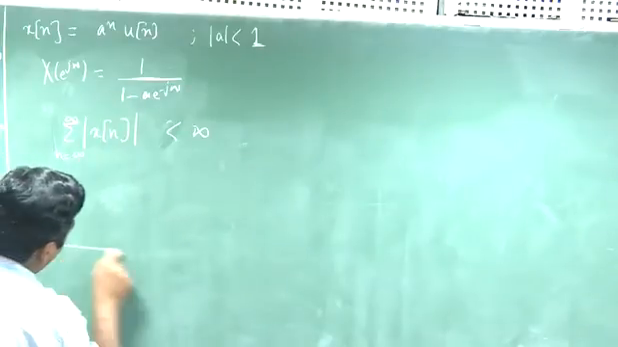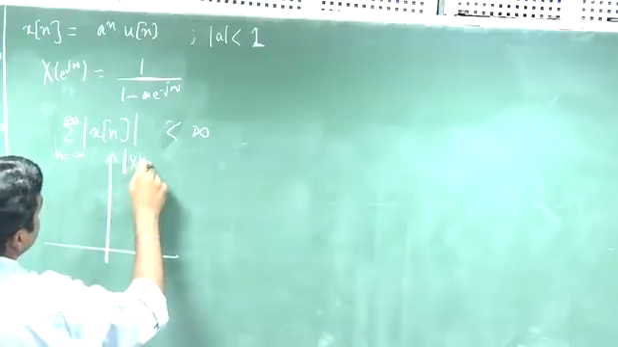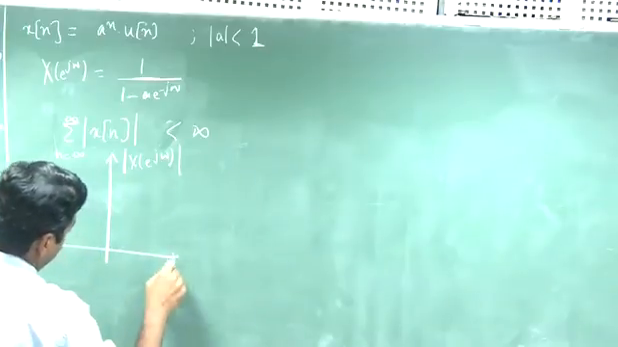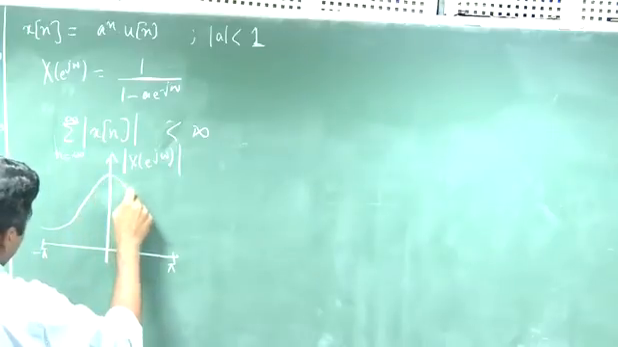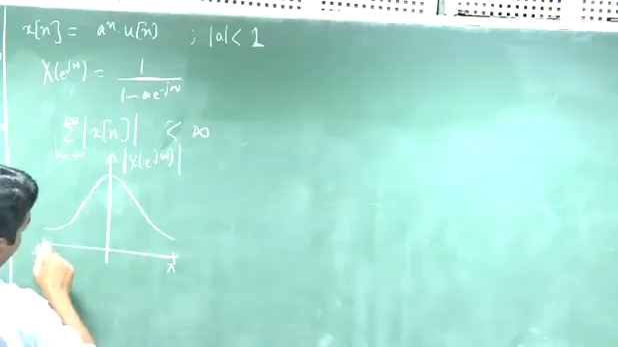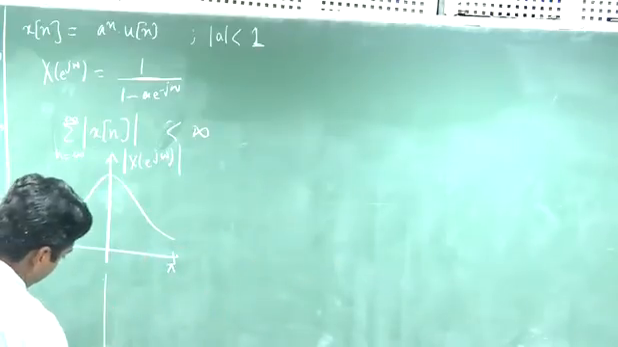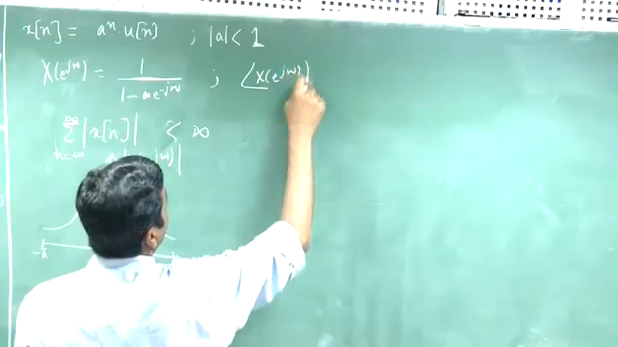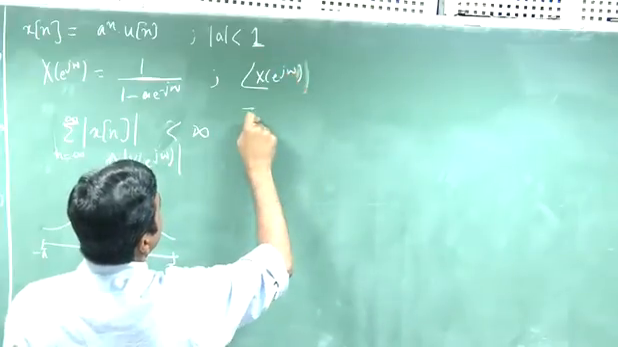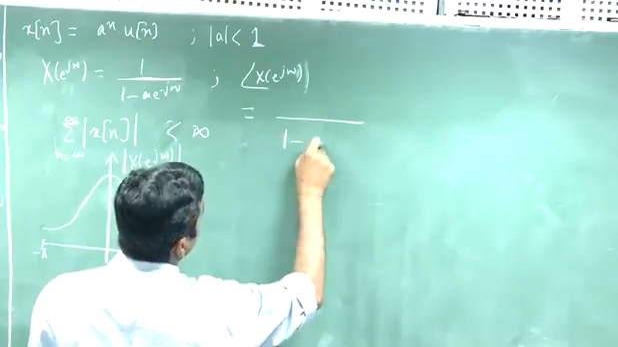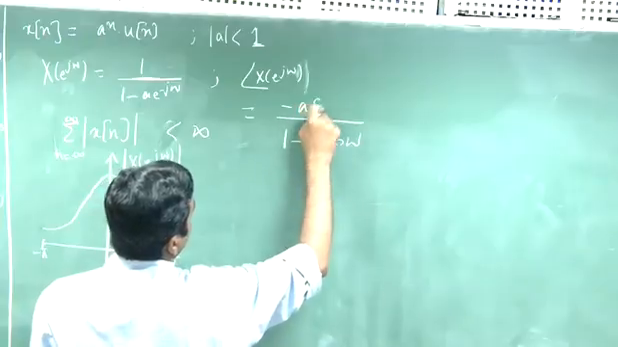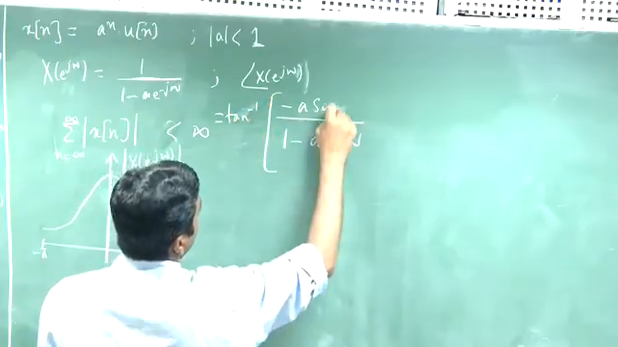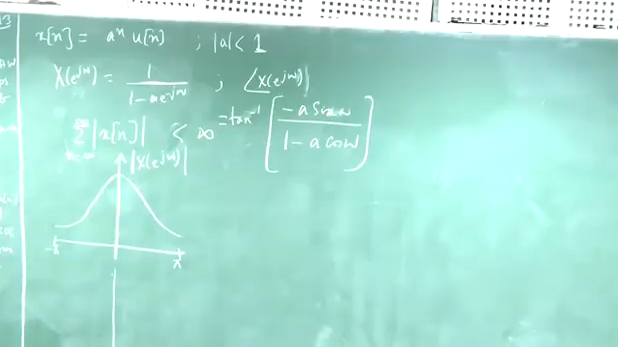And how would the plot look like? This is the general shape of how it's going to look like, and it's periodic. And what's the phase of this signal? That follows from this, right?